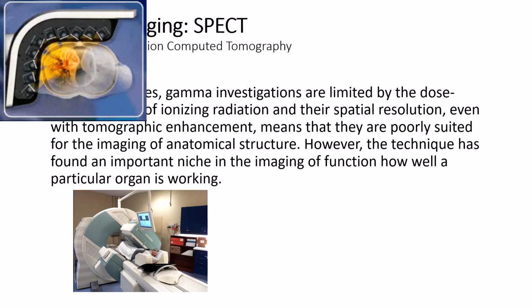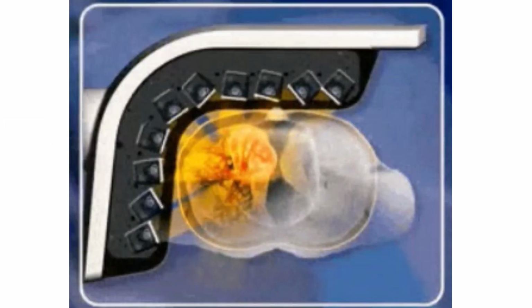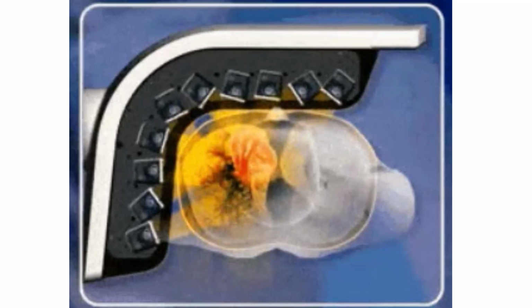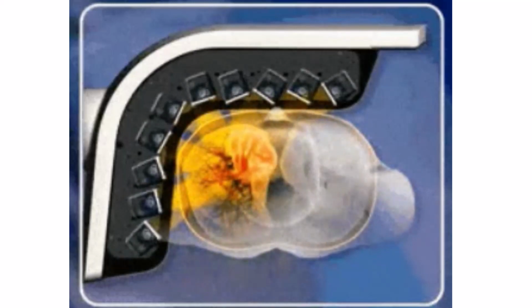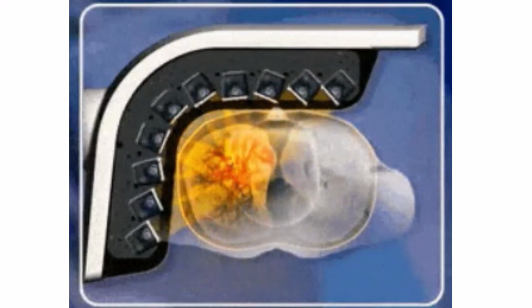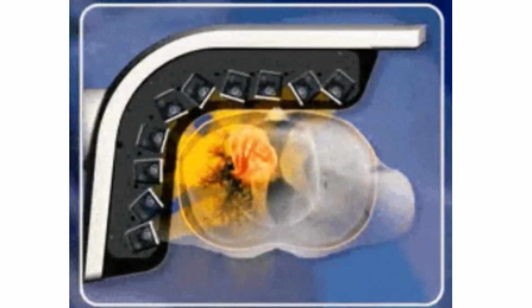Single photon emission computed tomography. This is often called the poor man's PET because it is less expensive than a positron emission tomography scanner. Like X-ray images, gamma investigations are limited by the dose-related effects of ionizing radiation and their spatial resolution. Even with tomographic enhancement, they are poorly suited for imaging anatomical structures. However, the technique has found an important niche in imaging the function of how well a particular organ is working.